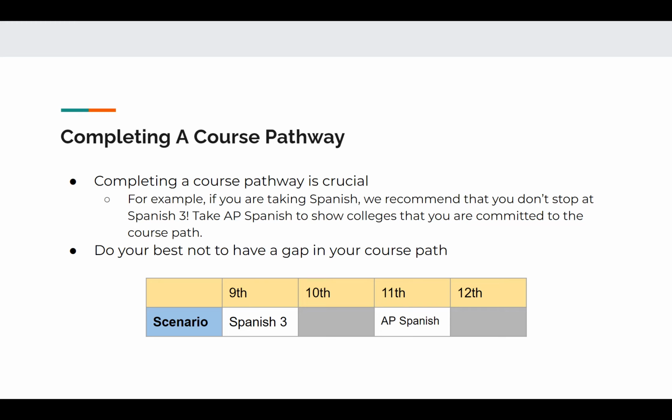And then also try not to have a gap between your course path. So for example, if you're taking Spanish 3 as a freshman, then try to complete AP Spanish as a sophomore so that you don't forget information and it just looks better continuity wise. Yeah, next slide.